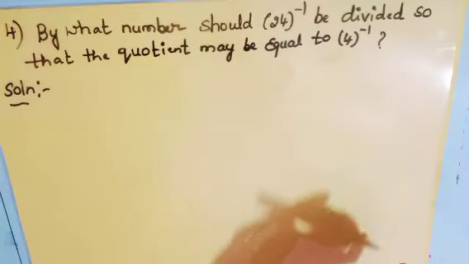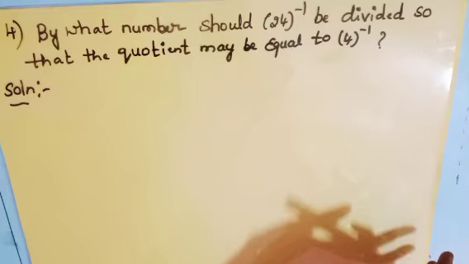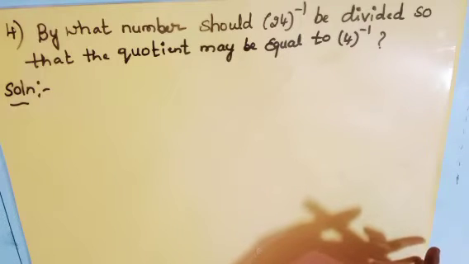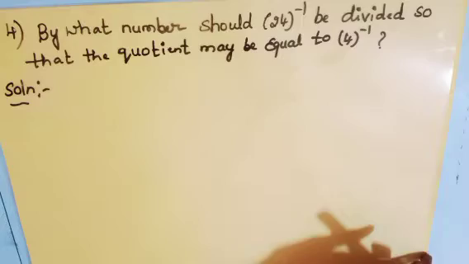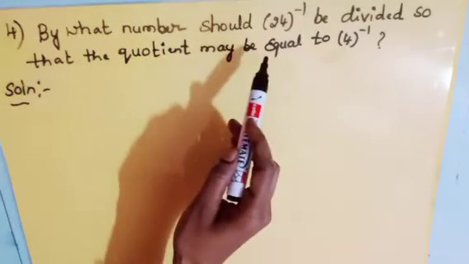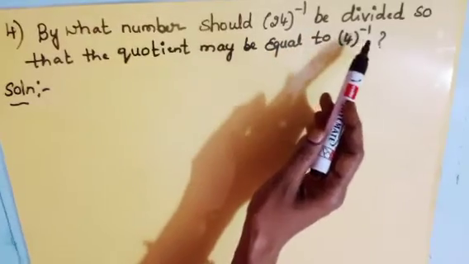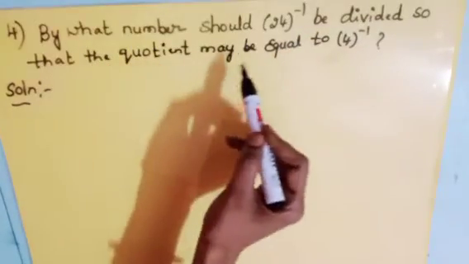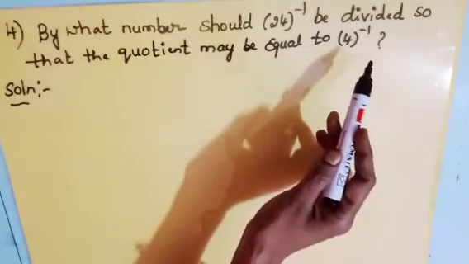In the last class, we completed worksheet 5 up to 3rd main. Today, let us start from the 4th main. The question is, by what number should 24 to the power minus 1 be divided so that the quotient may be equal to 4 to the power minus 1?